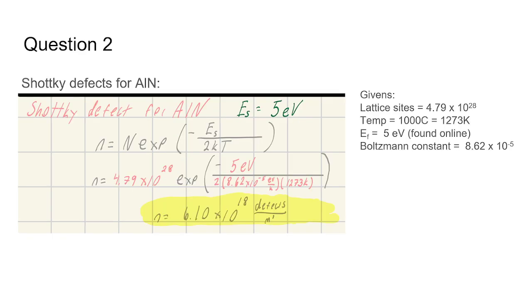For the Schottky defects of aluminum nitride, it's the same procedure as before, except with another activation energy of 5 eV. So again, we input our lattice sites, which is 4.79 times 10 to the 28, times exponential negative 5 eV divided by 2 Boltzmann's constant and temperature. That gives us 6.10 times 10 to the 18 defects per meter cubed.